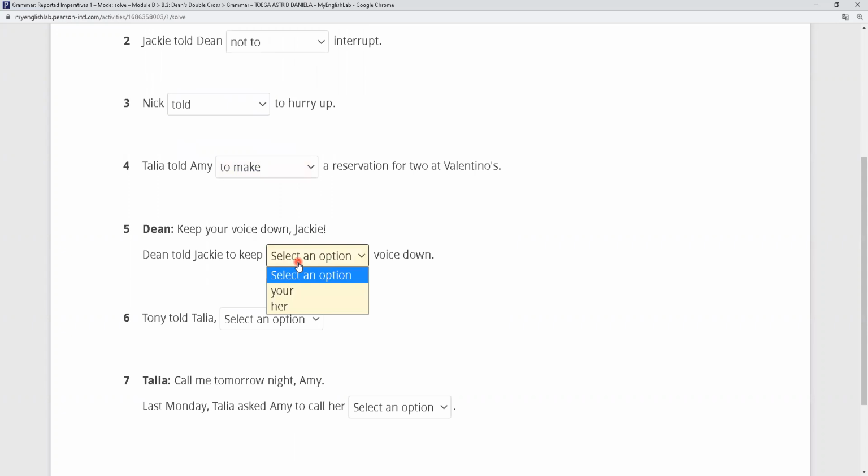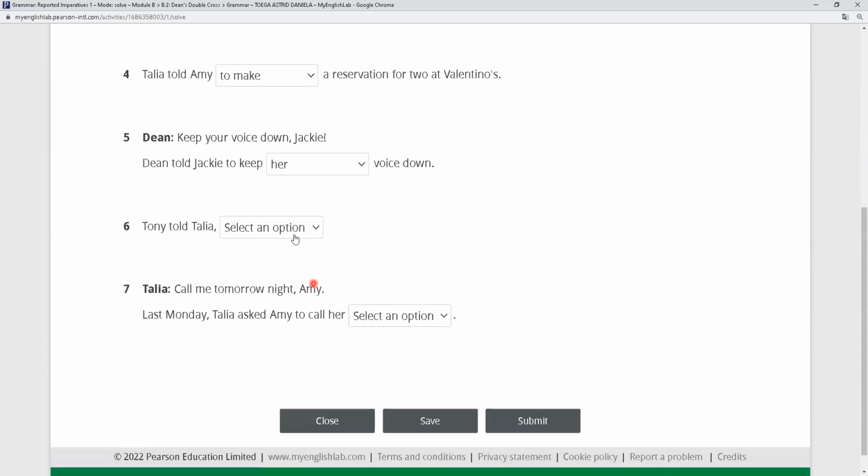Keep your voice down. Lynn told Jackie to keep her voice down. Her. So, Tony told Talia... the second option. Stay with it. Okay.